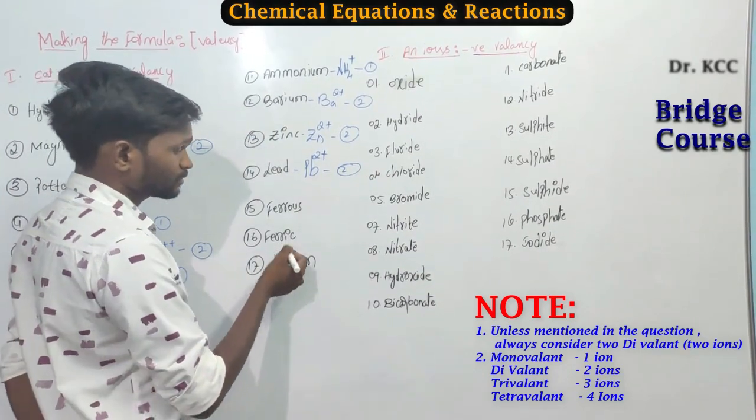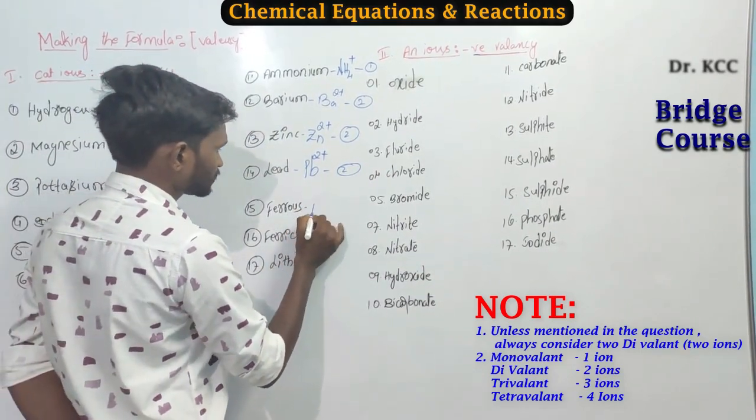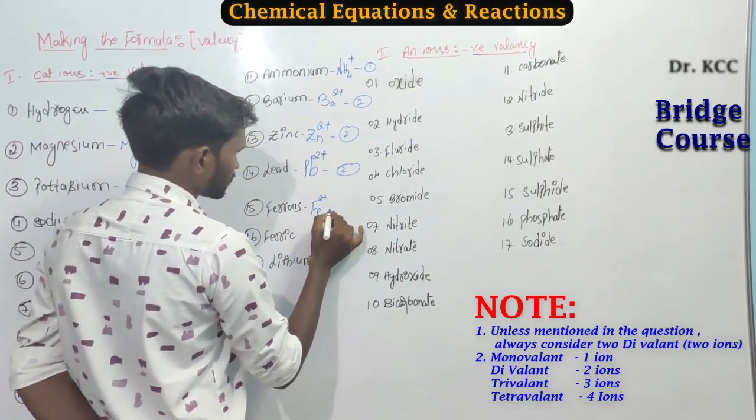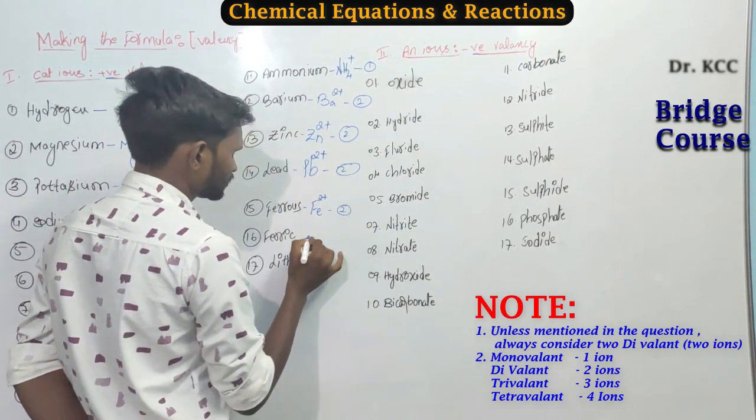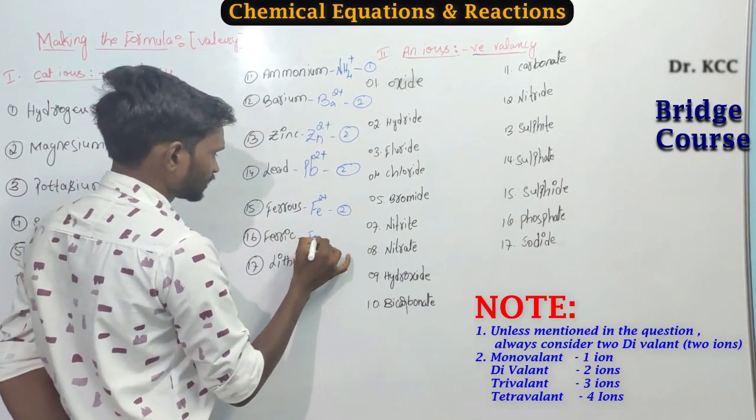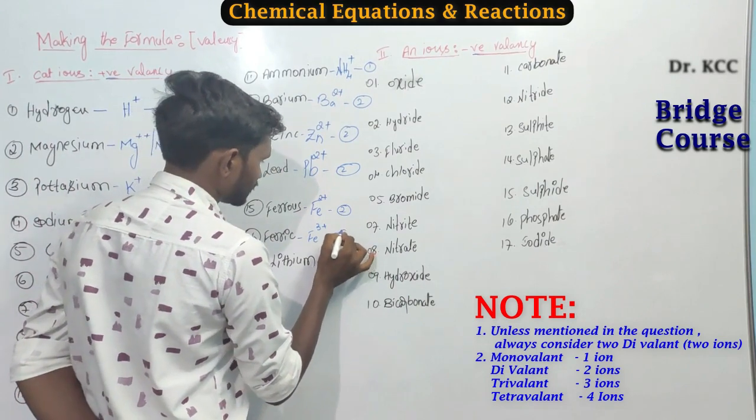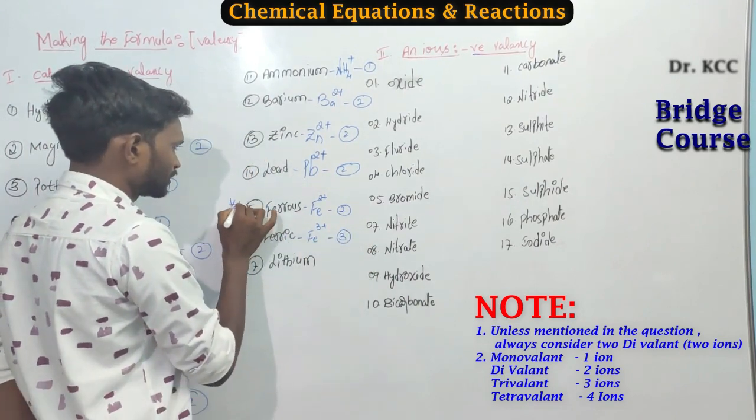Similarly, you have ferrous and ferric. Ferrous means Fe2+, which means it loses 2 electrons. Ferric means Fe3+, that is, the valency is 3. So be very careful here.